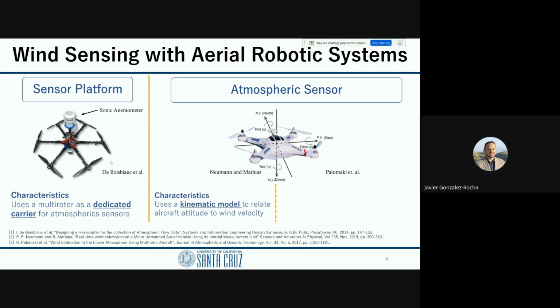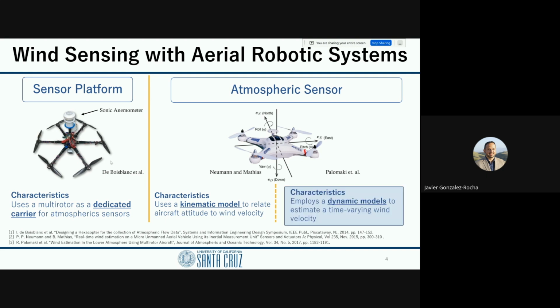Now on the right side, this approach explores whether we can use the aircraft itself as a sensor. The paper by Newman and Matias was the first one that explored this approach. They conducted wind tunnel experiments, and they mapped the tilt of the aircraft, looking at the roll and the pitch, and how that changed at different wind conditions. One of the drawbacks with this approach is that it assumes that the wind is constant.